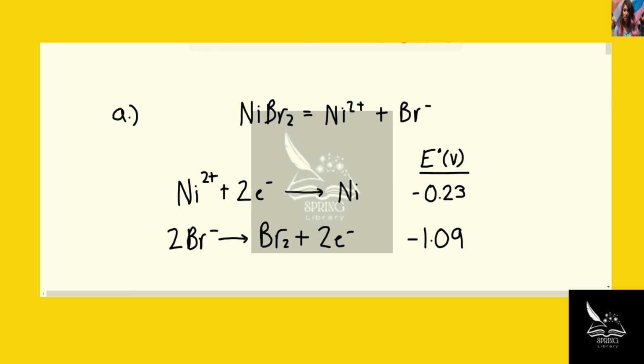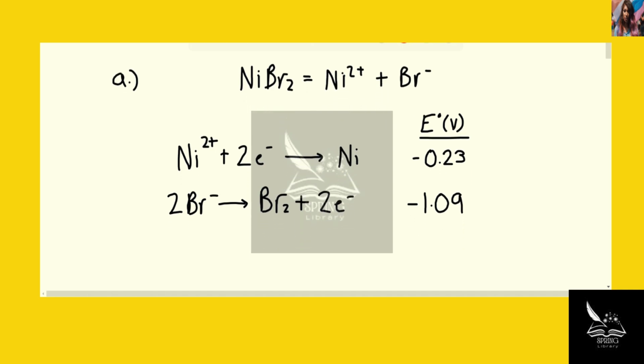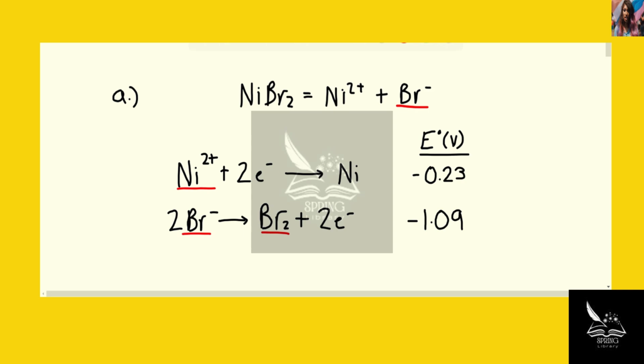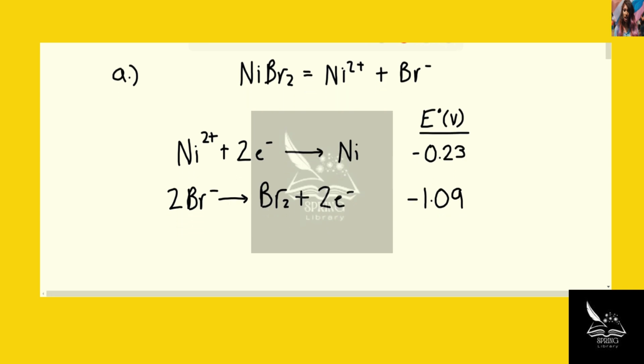And so we can look up on the standard reduction potentials table the list of those half reactions where Ni2+ is being reduced and where Br- is being reduced. But we know that Br- can only be oxidized to produce Br2. So really the half reaction for the reduction is Br2 being reduced to Br-. But since we are starting with Br- as part of that aqueous compound in part A, we have to reverse that half reaction from the table so that it now becomes an oxidation reaction.